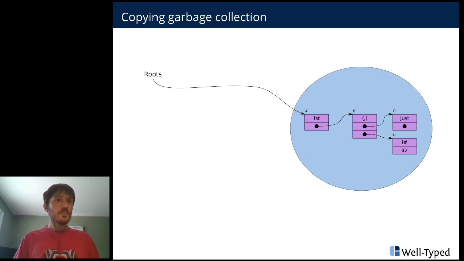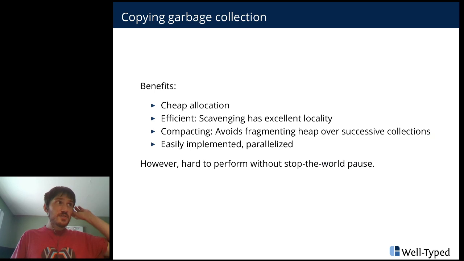Now, copying collection of this sort has a number of nice properties. It can be implemented with cheap allocation by way of a bump pointer allocator. This is quite nice for languages like Haskell, which allocate garbage at a rather prolific rate. It is efficient, as scavenging has excellent memory locality properties. It's compacting, which means we avoid the fragmentation of the heap over successive collections, and it can be easily implemented and parallelized. However, it's very hard to perform this sort of collection without a stop-the-world pause.